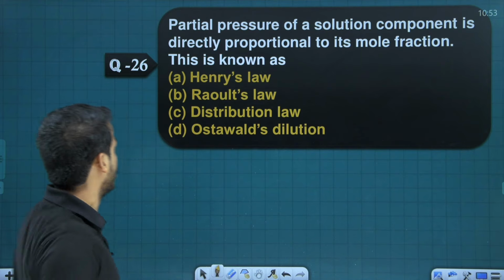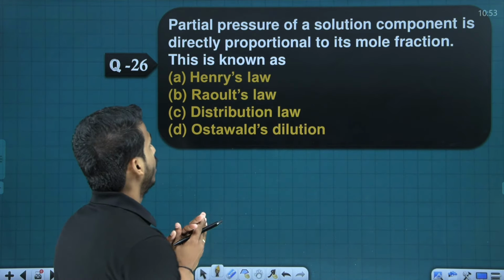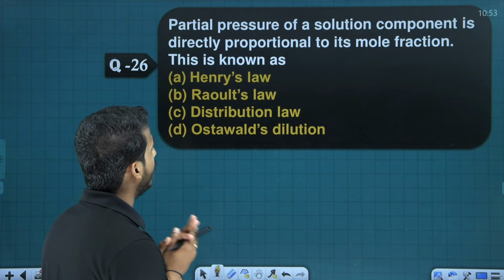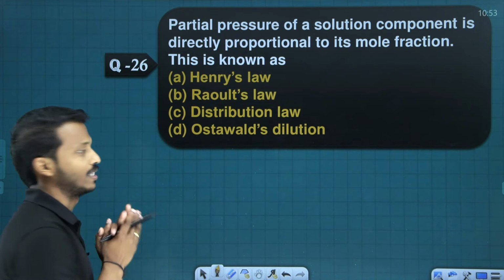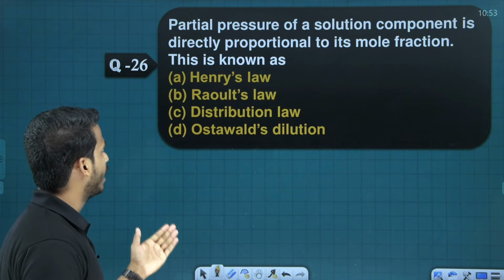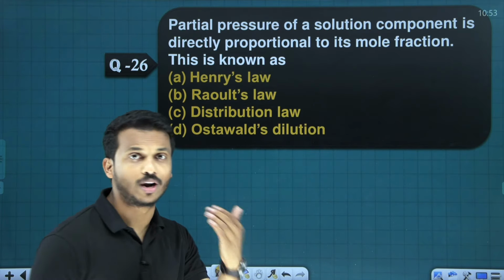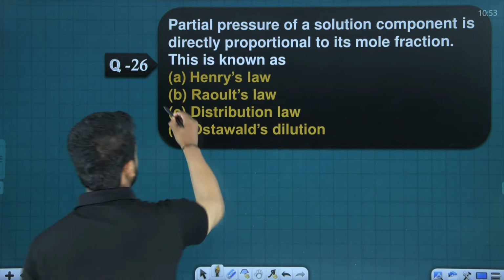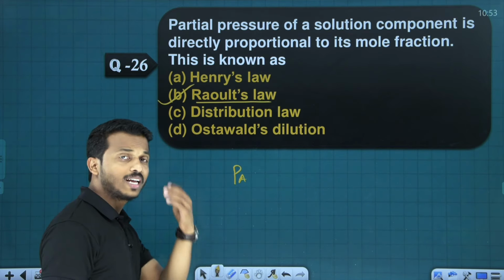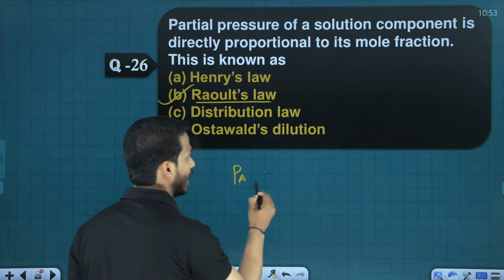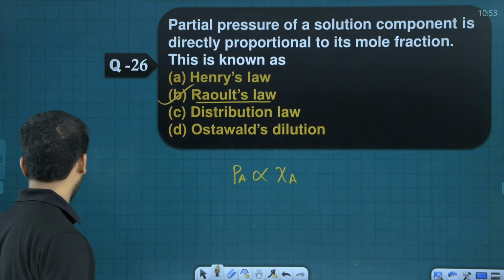Here is the 26th question. Partial pressure of a solution component is directly proportional to its mole fraction. This is known as which law? Whether it is Henry's law or Raoult's law. Raoult's law, right? Partial pressure of any volatile component in a solution is directly proportional to its mole fraction in the solution, as given by Raoult's law.